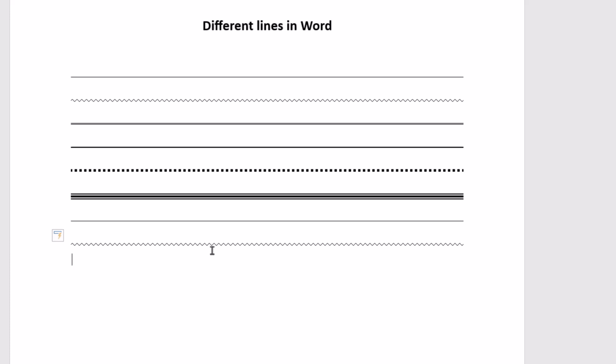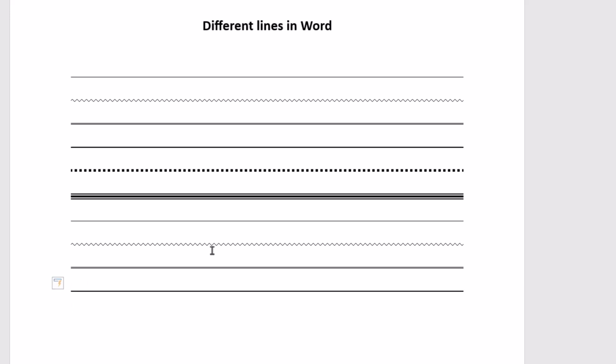Now, for this double line, it's the equals sign that you want to be using from your keyboard. So equals 3 times, press enter, you've got that. This is a thicker straight line, you've got to use underscore. So 3 underscores, press enter, get a thick line.